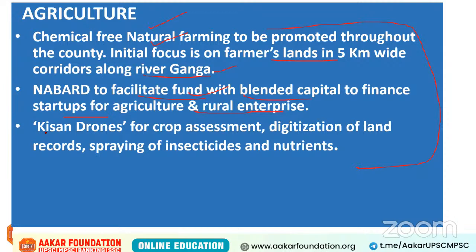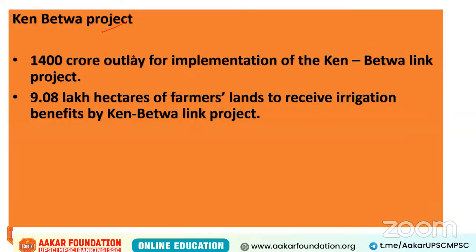Then to promote digital agriculture or technology in agriculture, the Kisan drones for crop assessment and digitization of land records is one of the important steps taken in the budget. And then the Ken-Betwa project, 1,400 crore outlay for the implementation has been provided, and under it 9.08 lakh hectares of farmers' land will receive irrigation benefits. The Ken-Betwa link project has been in the news for the past few years, but the budget has given particular importance to it, maybe because the government specifically wants to point out the benefits of inter-river linking projects.